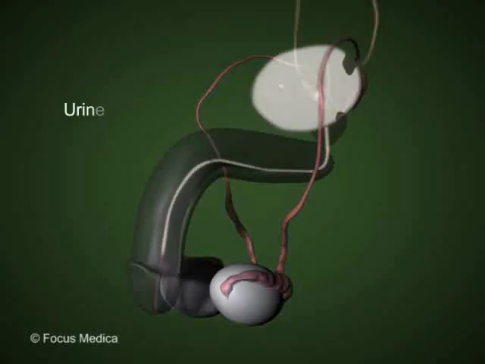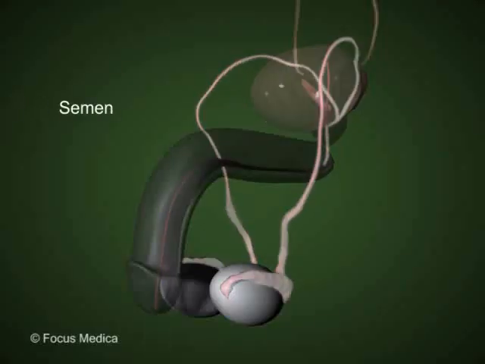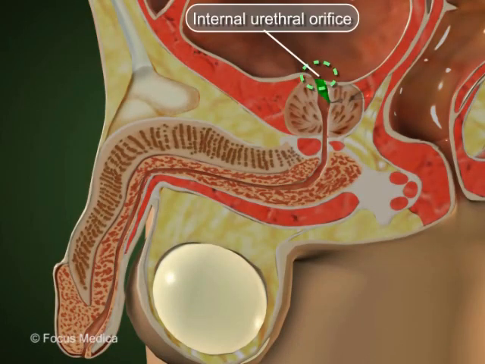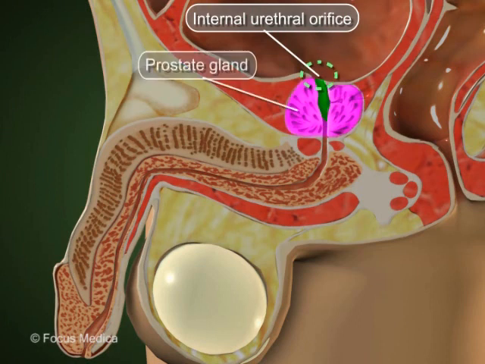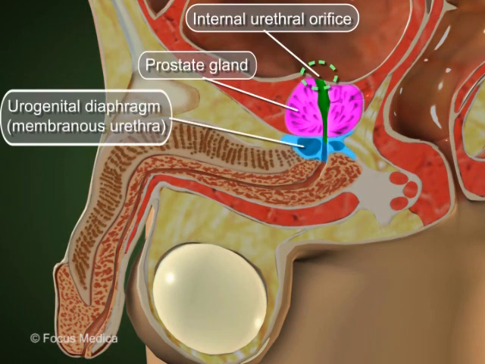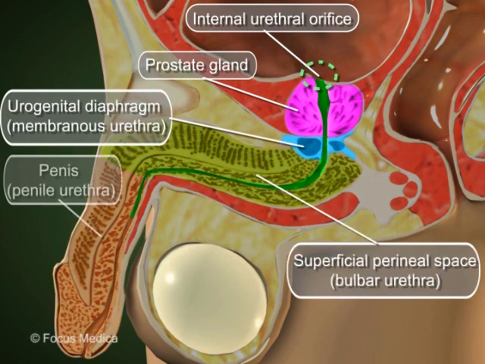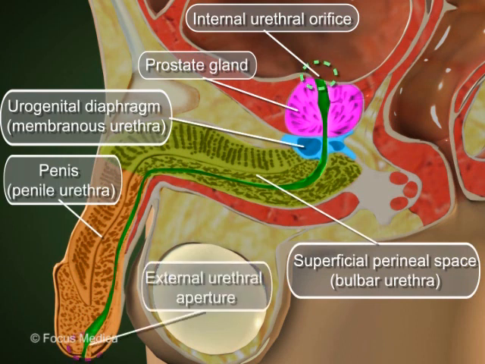The male urethra is a conducting duct of urine and semen. It begins at the internal urethral orifice, then courses successively through the prostate gland, urogenital diaphragm, membranous urethra, superficial perineal space, bulbar urethra, and the penis, penile urethra. It ends at the tip of the penis at the external urethral aperture.